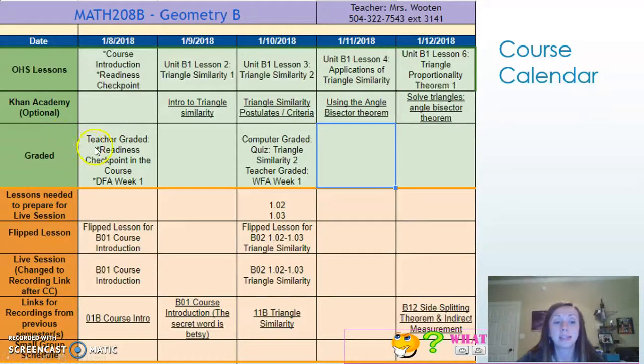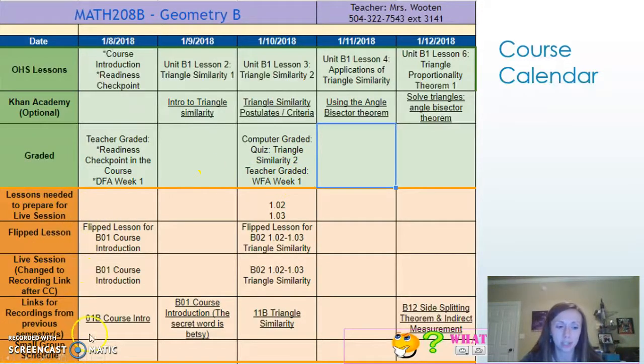And then in the next row, you can see which items need to be turned in that day. These are what are due. So you will have a teacher graded item that is going to be 2 of them actually, the readiness checkpoint in the course, and then also the DFA for week 1. That's going to be due today. On the 10th, Wednesday, you will have a computer graded item, this quiz about triangle similarity, and then a teacher graded item, WFA week 1.